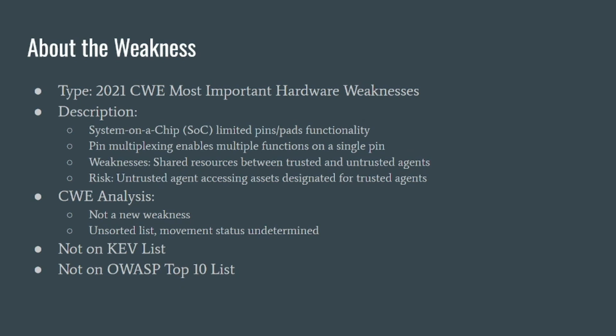CWE 1189 was on the 2021 CWE Most Important Hardware Weakness List. The weakness itself occurs when systems with limited pins or pads are forced to multiplex. Multiplexing the pin allows multiple functions on a single pin. However, it can also inadvertently share resources between trusted and untrusted agents if they're improperly isolated.